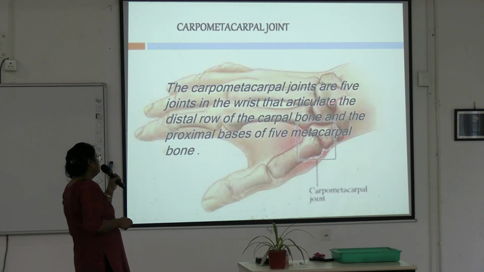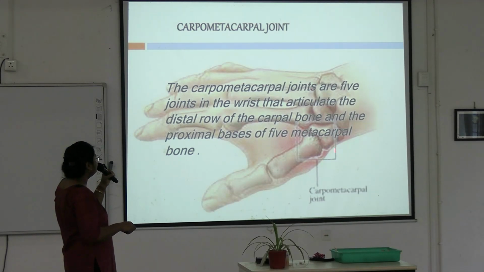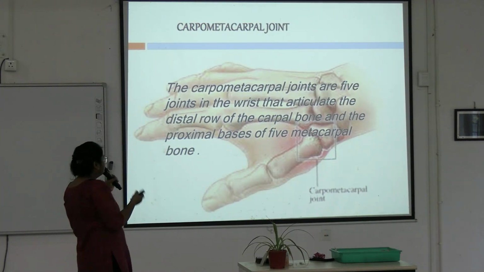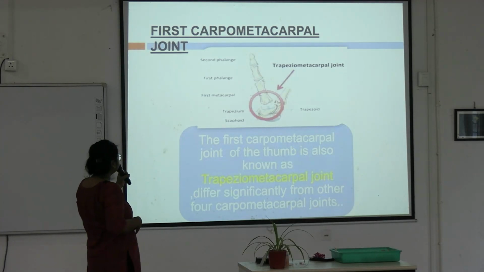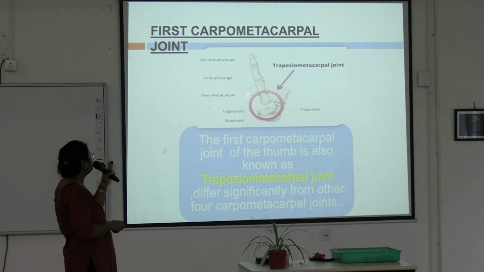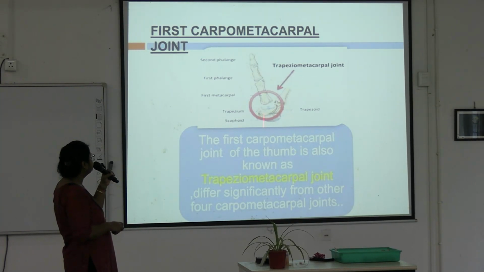So the carpometacarpal joints are 5 joints in the wrist that articulate the distal row of carpal bones and the proximal bases of the 5 metacarpals. So here are the carpometacarpal joints, and this one is the first carpometacarpal joint. Next, see, this is the first carpometacarpal joint, also known as the trapeziometacarpal joint. The first metacarpal and trapezium are joining here.